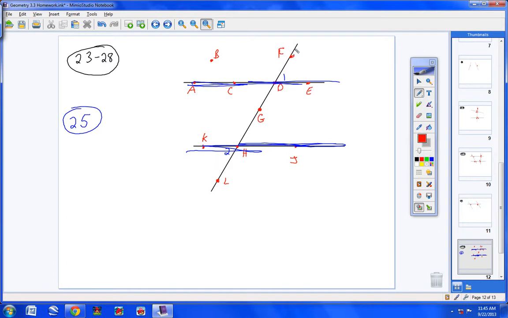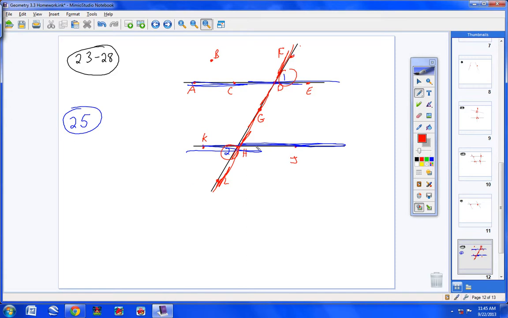Here's our red line, that's a transversal. Do you see that? And here are my two angles, 2 and 1. Notice that 1 is above the blue line, on the exterior. Notice 2 is below the blue line. It's an exterior angle. And notice they're on opposite sides of the transversal.